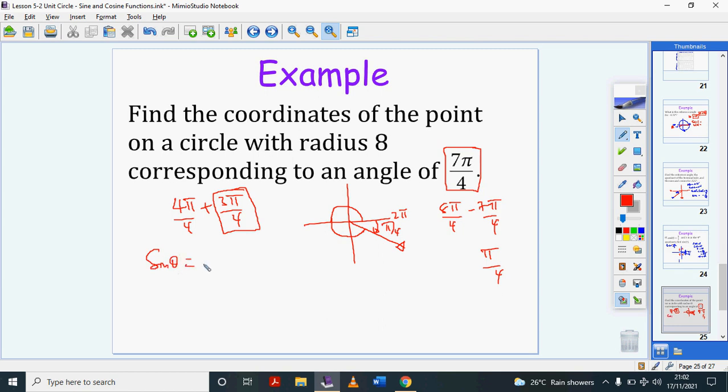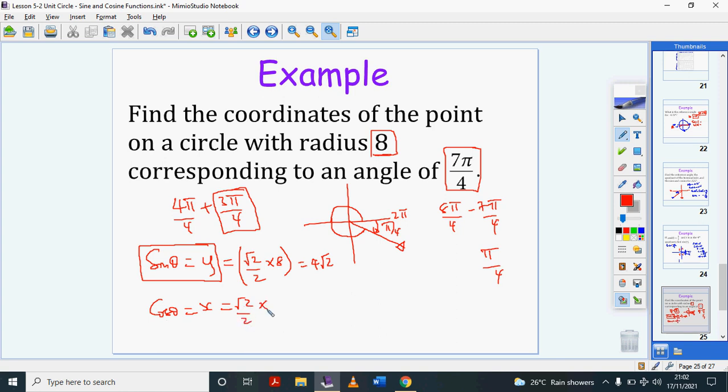Sine of that angle has to be equal to the y coordinate, and the sine of 45 degrees is root 2 over 2. But this is true if it is a unit circle, meaning it is just 1 unit. However, the circle has a radius of 8 units, so I need to multiply my answer by 8, and I end up getting 4 square root 2. That is the y coordinate. And the x coordinate is cosine theta, which is equal to x, which is root 2 over 2, but the circle has a radius of 8, so I multiply it by 8, and I end up getting 4 square root of 2.